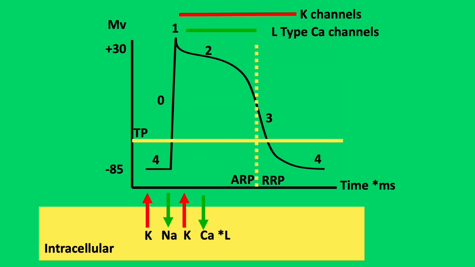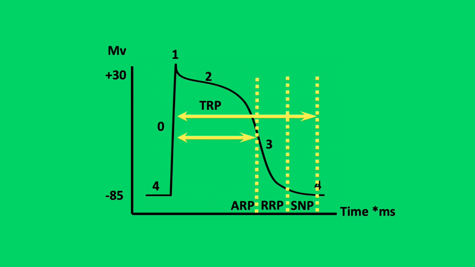Phase 3, repolarization. L-type calcium channels close and potassiums remain open, therefore reducing the membrane potential. The total refractory period is comprised of 3 components: the absolute refractory period, the relative refractory period, and the supernormal period. The absolute refractory period is a period during which an electrical stimulus will not elicit an action potential because the membrane is not sufficiently repolarized and the sodium channels have not completely recovered.